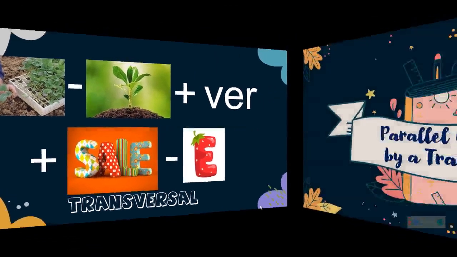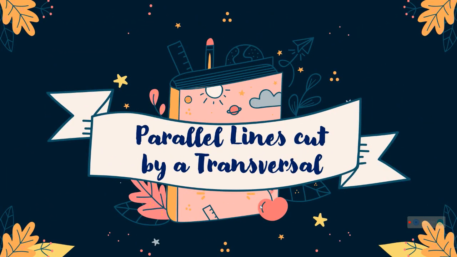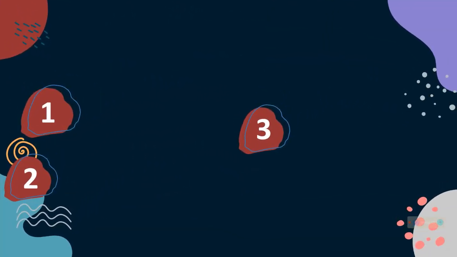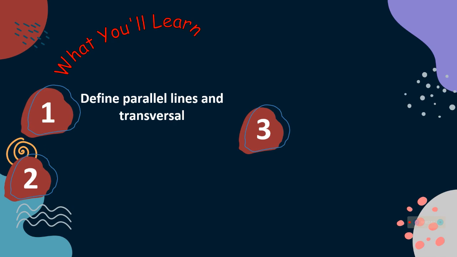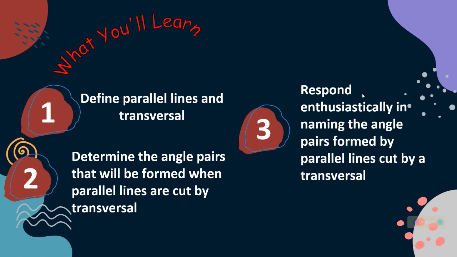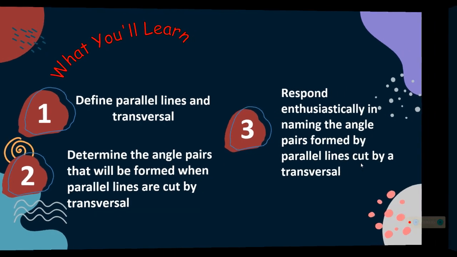Okay, so as you have seen on the two slides of our simple game, our topic for this day is all about parallel lines cut by a transversal. What you are going to learn for this day are the following: define parallel lines and transversal; determine the angle pairs that will be formed when parallel lines are cut by a transversal; and respond enthusiastically in naming the angle pairs formed by parallel lines cut by a transversal.